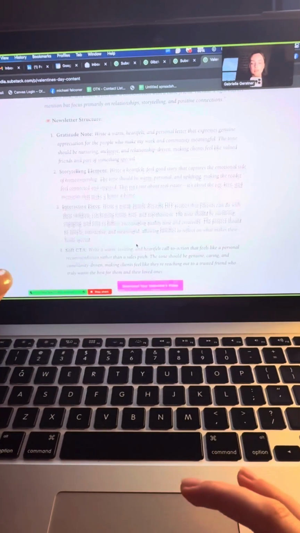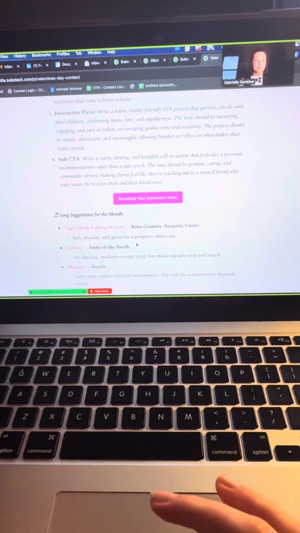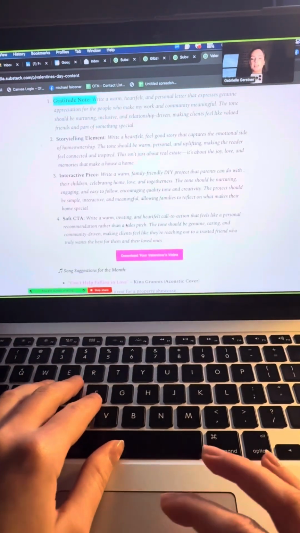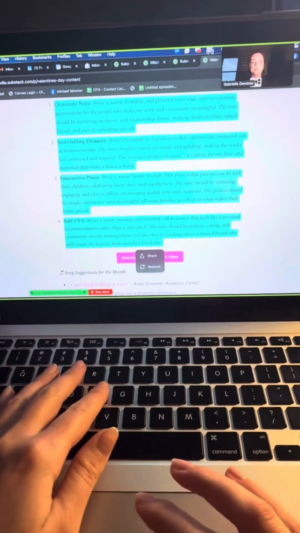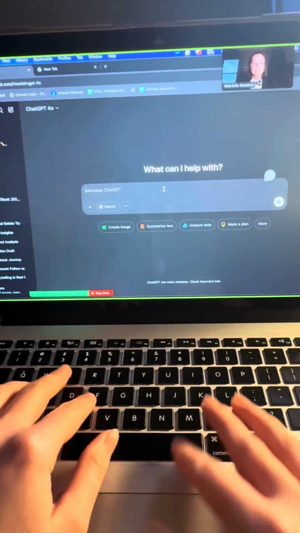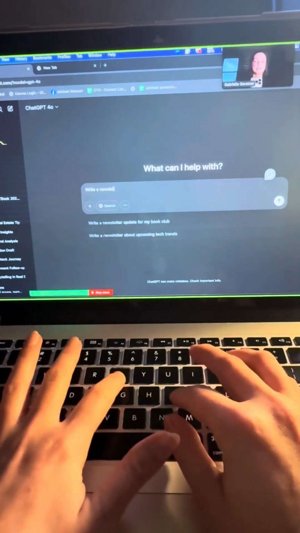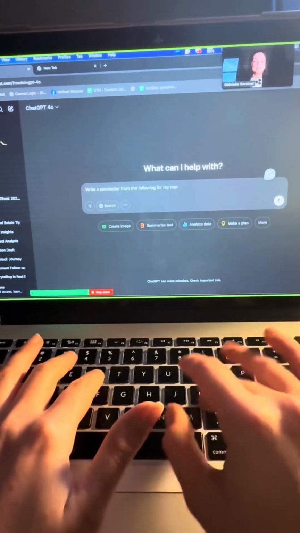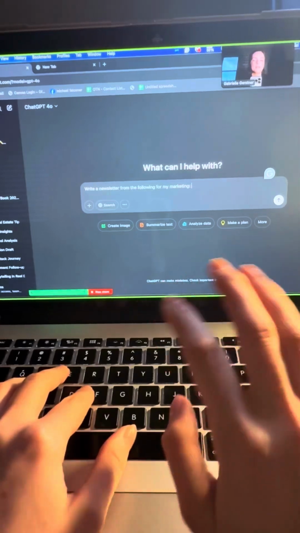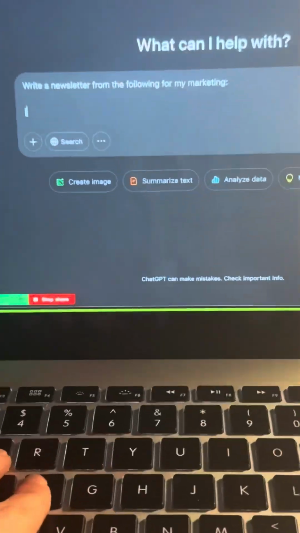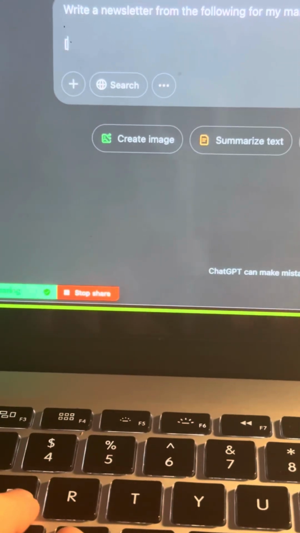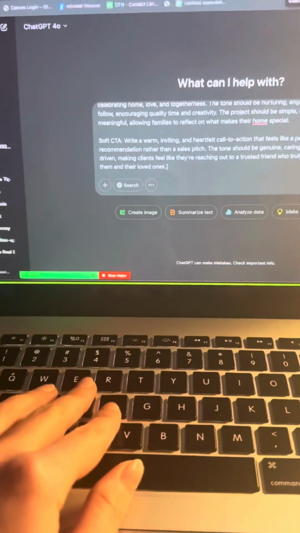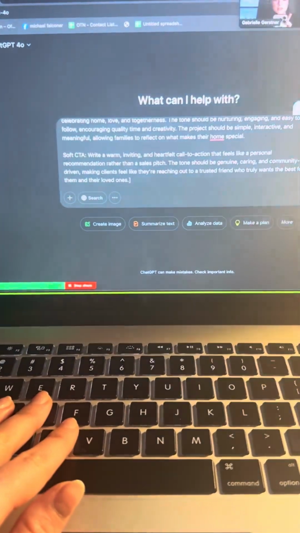So each one has different song suggestions that kind of match the persona. Going into her prompt, I'm gonna copy and paste all the way down to the pink button. All right. Perfect. Gonna go into ChatGPT and I'm gonna say write a newsletter from the following for my marketing. I'm gonna add this parenthesis, not the curvy one. We want the boxy one. All right. Gonna close it out at the end, and I'm gonna hit enter.